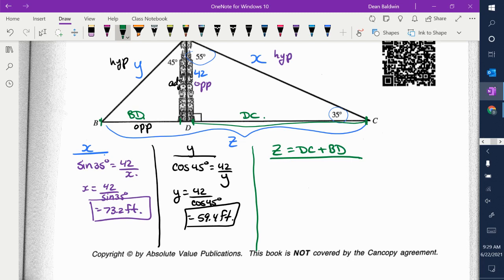So let's do DC. We have choices now because we know both sides, right? We found X to be 73.2 feet. So if you know two sides of a right angle triangle, what can you use? Pythagorean theorem, right? Or we can do trig. It's totally up to you. Okay? Pythagorean.